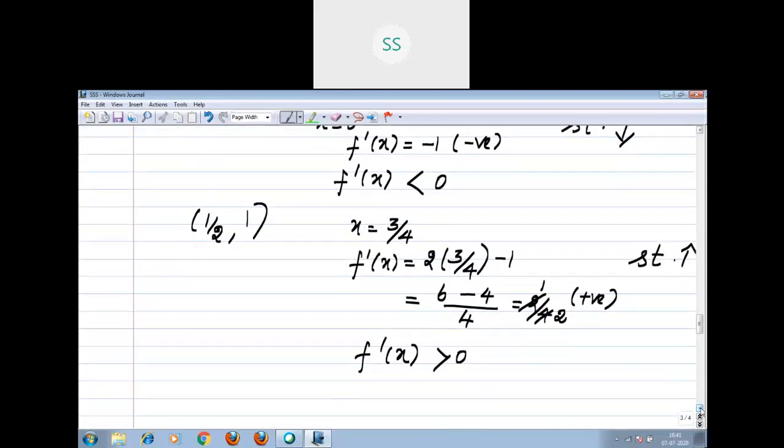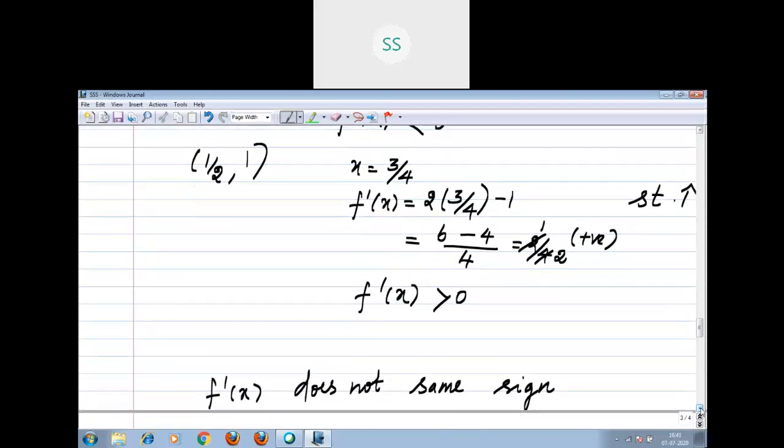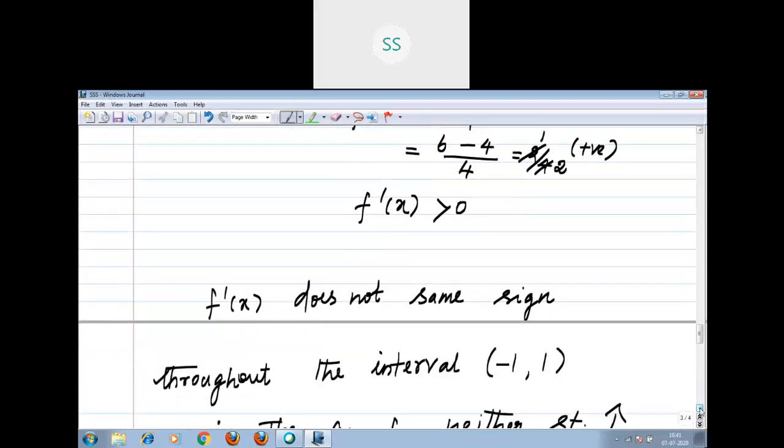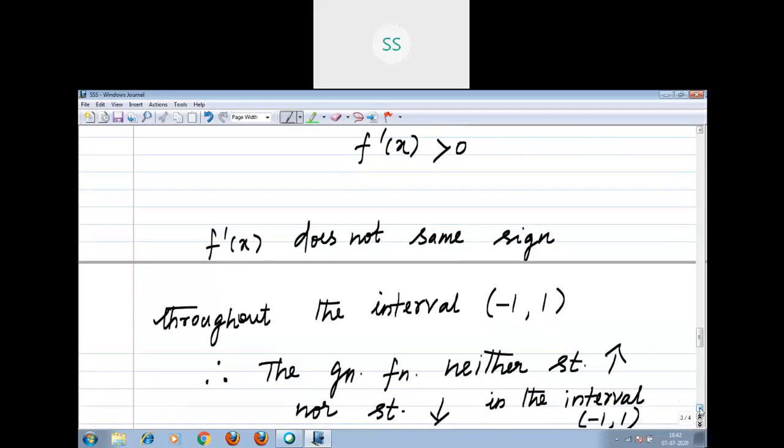See, throughout the interval, the function does not have the same sign. So your conclusion is the function is neither strictly increasing nor strictly decreasing. Right? I hope you people understood.